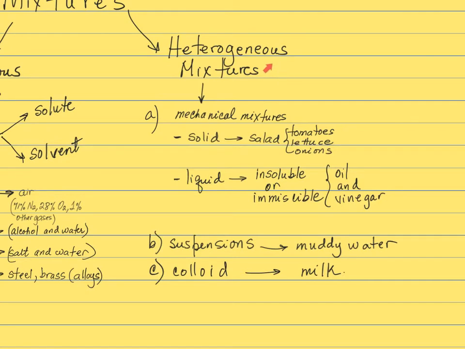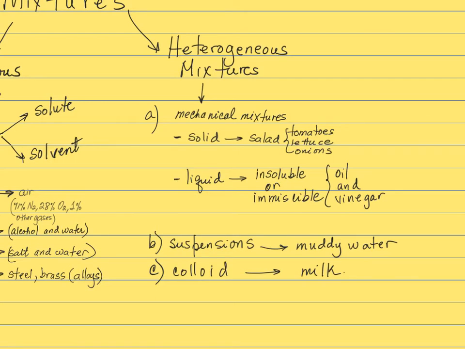We have different types of heterogeneous mixtures. For example, the most common one are mechanical mixtures. In mechanical mixtures, the state of matter of the entire mixture can be solid, or the state of matter of the entire heterogeneous mixture can be liquid. Solid, an example, you have over here. When you have a salad, let's say that you have tomatoes, lettuce, and onions. If you don't want the onions, you can separate that from there. If you don't want the lettuce, you can easily separate that from there, and keep that in mind because later we're going to address that.